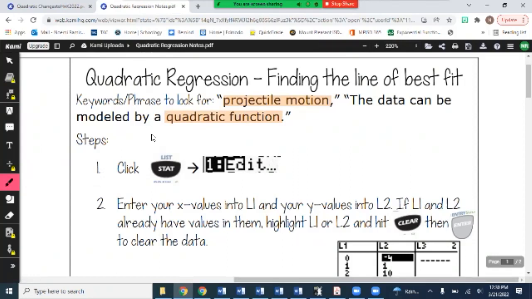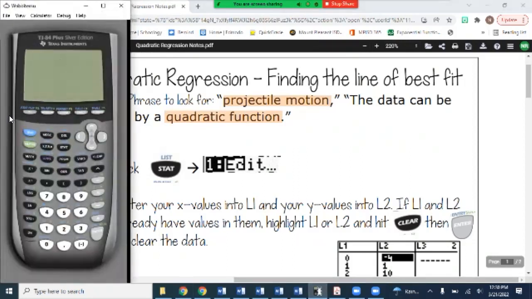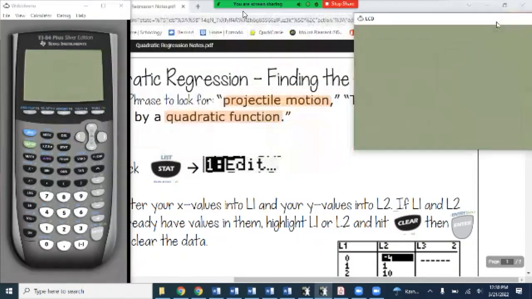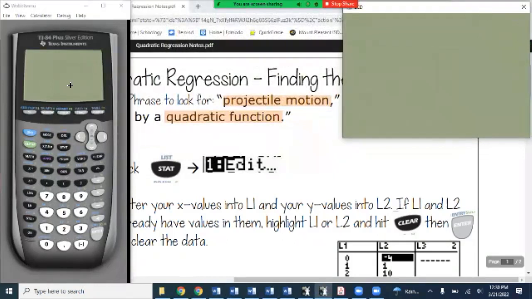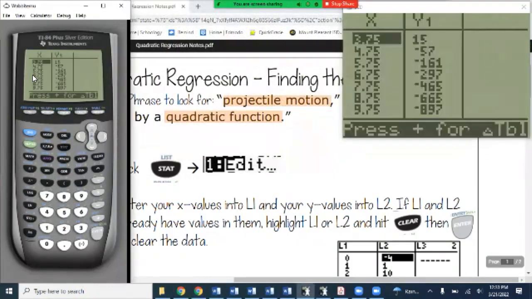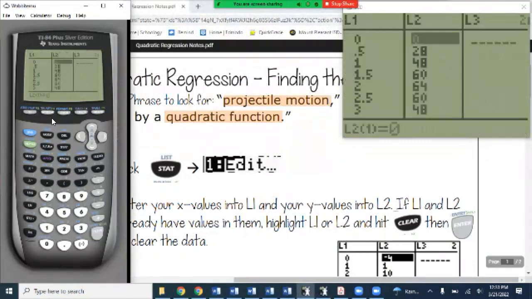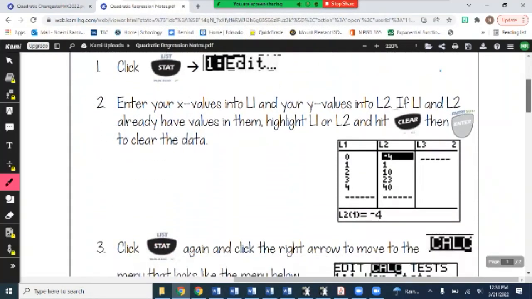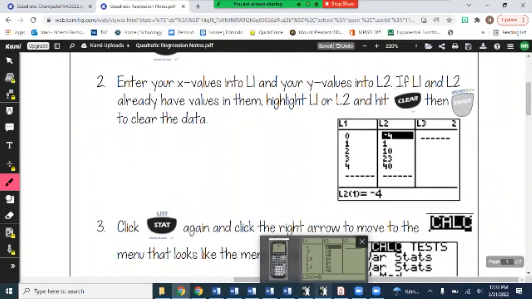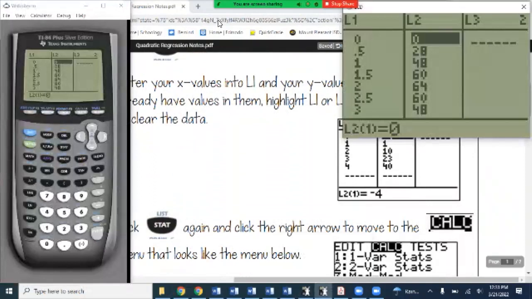So very first thing you want to do is click stat edit. Once again, this should look similar because this is something we have done in the past. So stat, first option is edit, press enter. And you might or might not already have numbers in there, okay? Now, you're always going to punch in your X values into L1, Y values into L2. L1 and L2 both should be there. I would first check to make sure you have both L1 and L2.